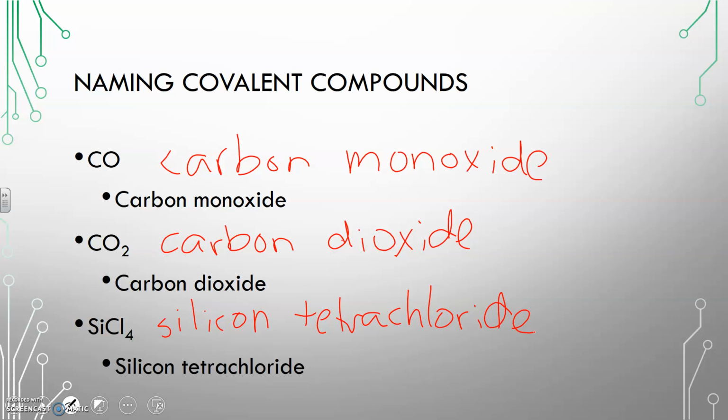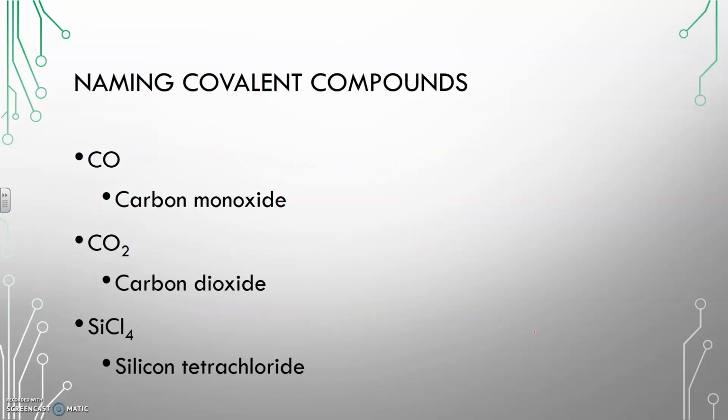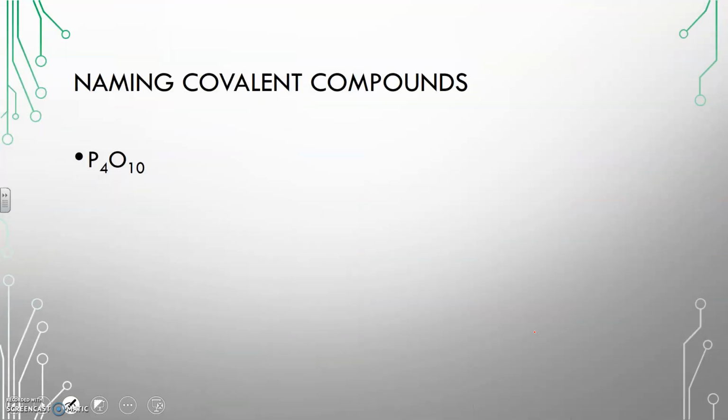Silicon tetrachloride. All right. Next up, now we have 4 phosphoruses and 10 oxygens. So this one becomes tetraphosphorus. Now remember, the phosphorus is listed first, so we don't have to change the ending to IDE. Okay, so it's tetraphosphorus, and then if you remember, deca is for 10.